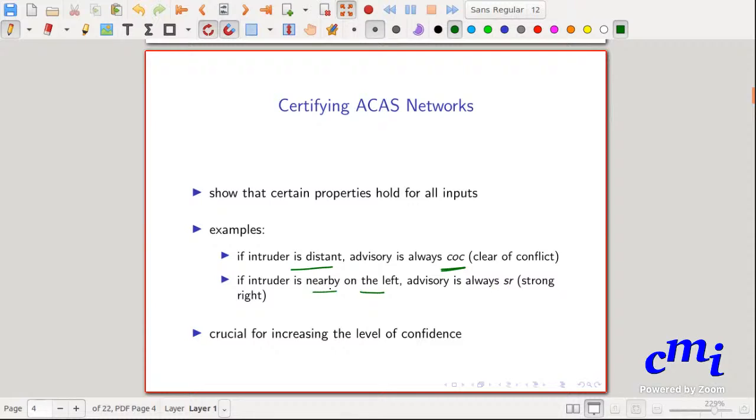And of course, I've not formally defined these things. What do you mean by nearby? How close should it be? And why should it be a strong right? At least in the paper they have given a formal definition of all these things, and the properties that are being verified have been stated formally, and then they have proposed that this can be done using the Reluplex thing that we are going to see today.